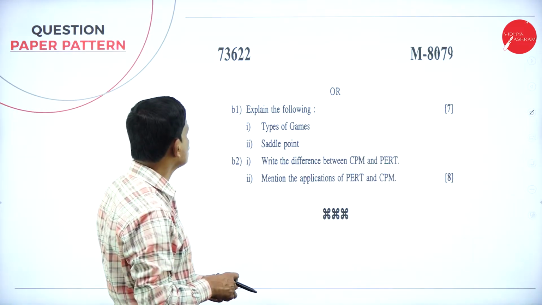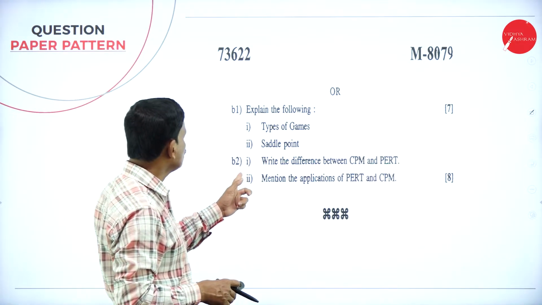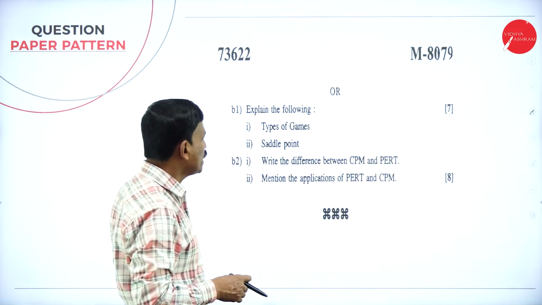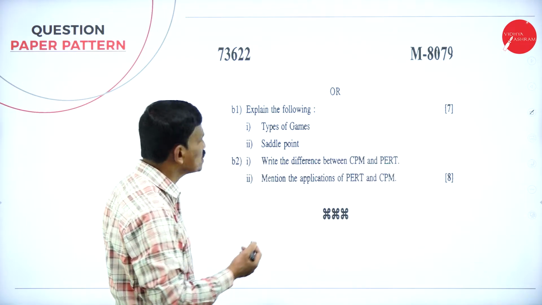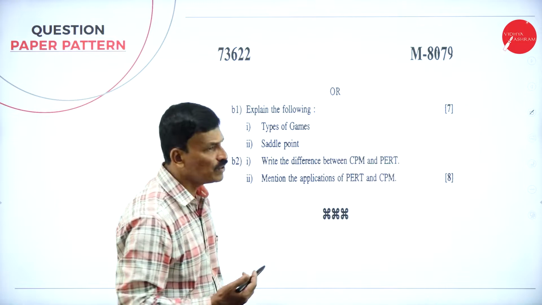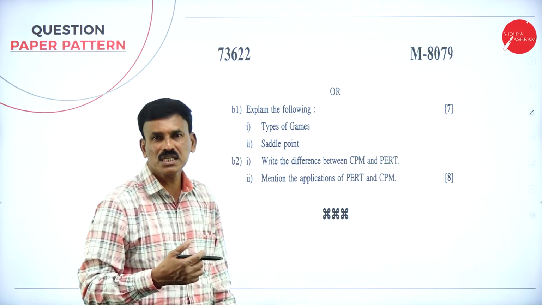What is B1? Explain the following types of games, saddle point. And what is B2? Write the difference between CPM and PERT, and mention the applications of PERT and CPM. This is also an easy problem. So you can either answer A1, A2 or B1, B2. This is how the questions were asked in the previous year examination.